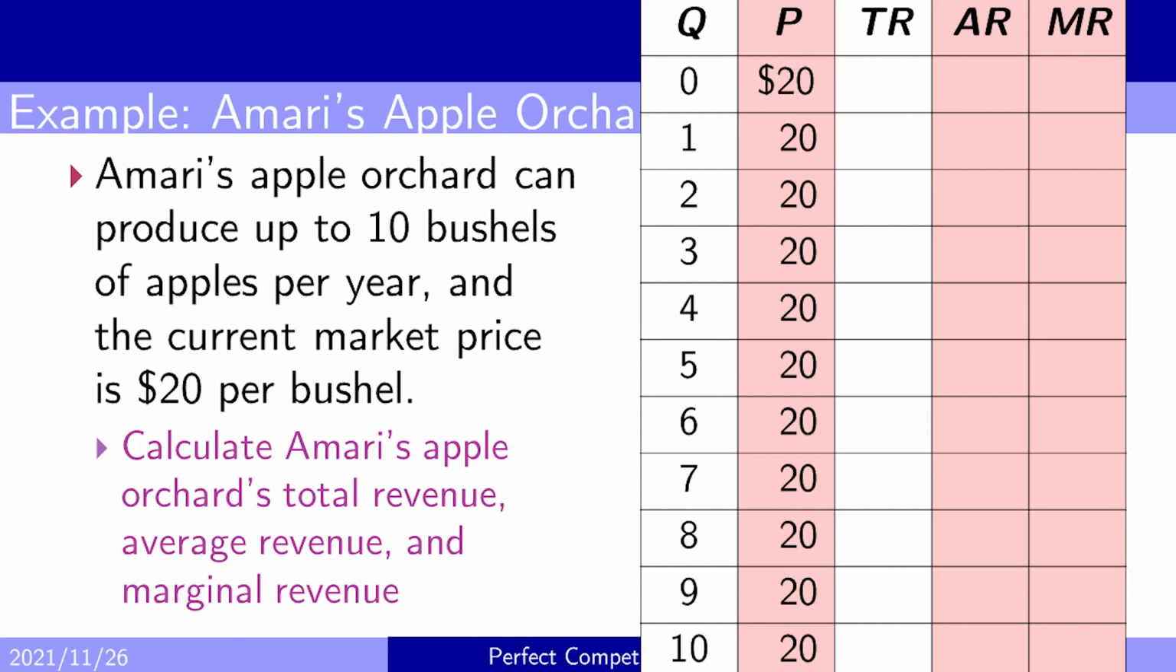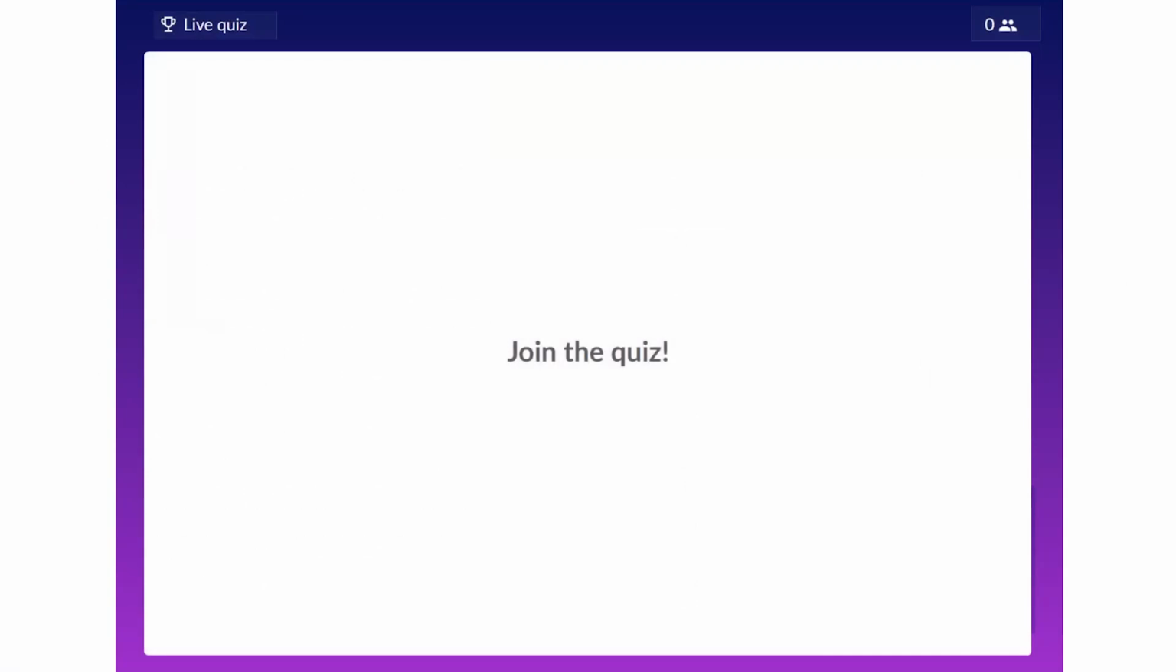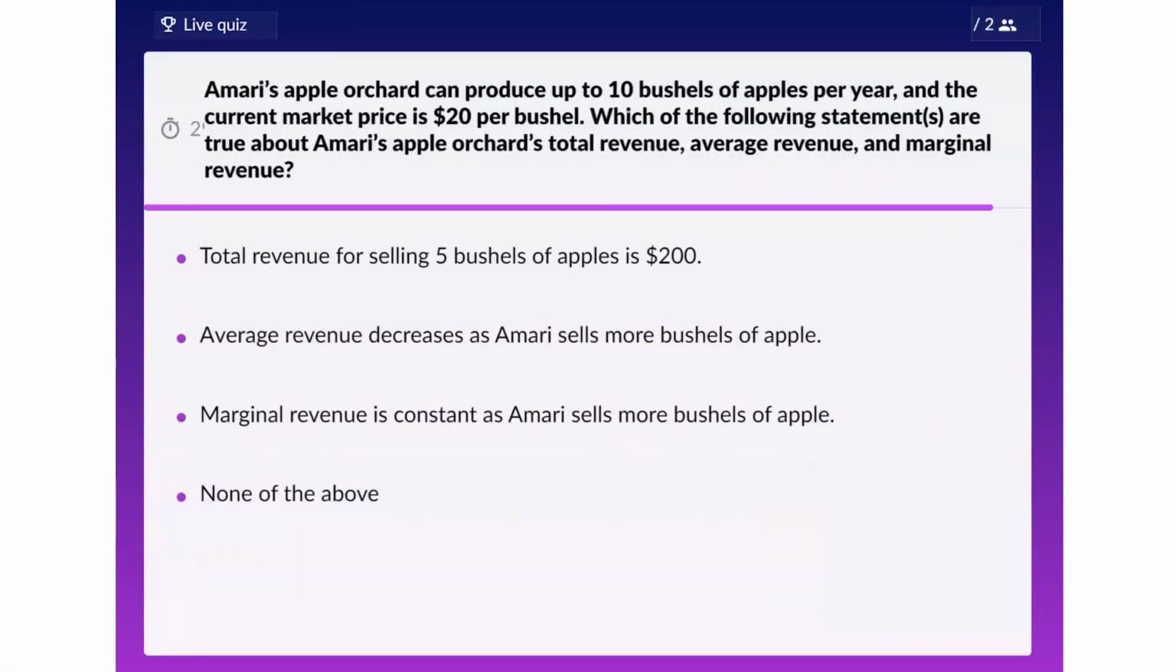So what is total revenue? What is average revenue? And what is marginal revenue? Okay, so please join the quiz. Which of the following statements are true about Amari's apple orchard's total revenue, average revenue, and marginal revenue? First one, total revenue for selling 5 bushels of apples is $20. Second one, average revenue decreases as Amari sells more bushels of apples. Marginal revenue is constant as Amari sells more bushels of apples, and none of the above.